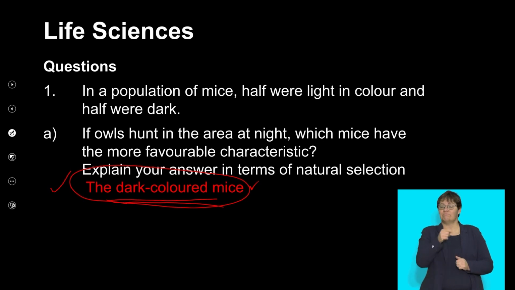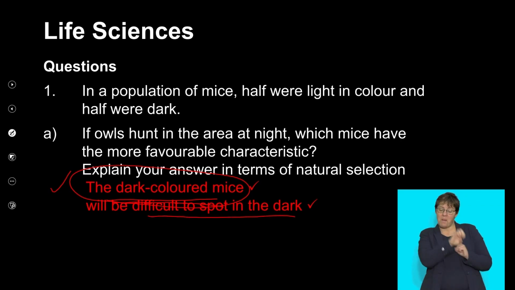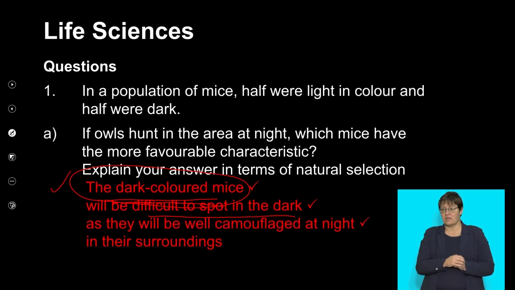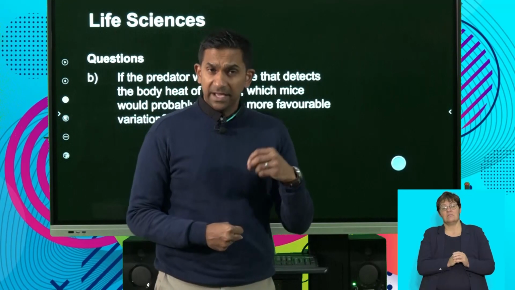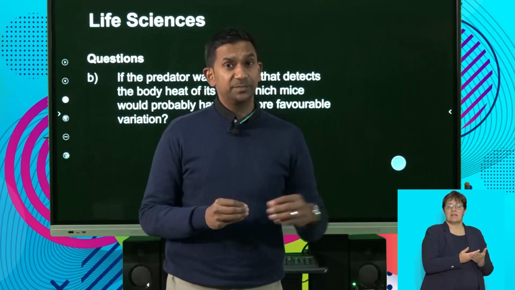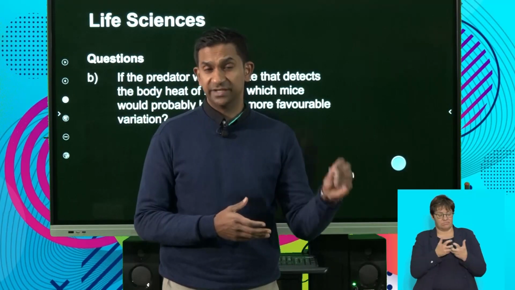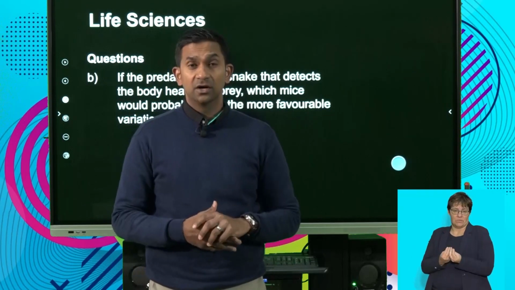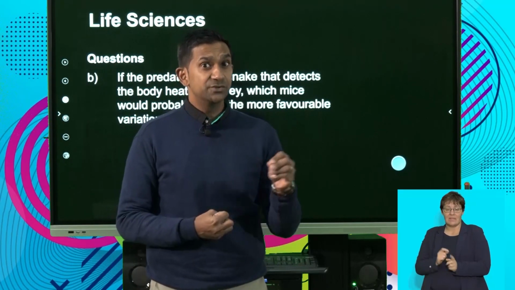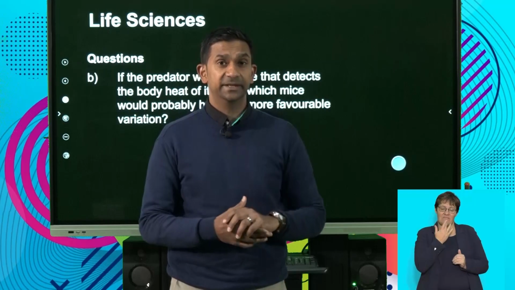And that is essentially the concept that underpins natural selection. Why? Because they will be difficult to see against the dark background. This in turn means that they will be better camouflaged at night, which in turn means that they're able to access resources. Gradually over a period of time, they're able to reproduce and produce more individuals that are better suited to that environment. Unlike the light-colored mice, there will be fewer individuals that survive. If they do reproduce, they produce more offspring having that characteristic, again an unfavorable characteristic.